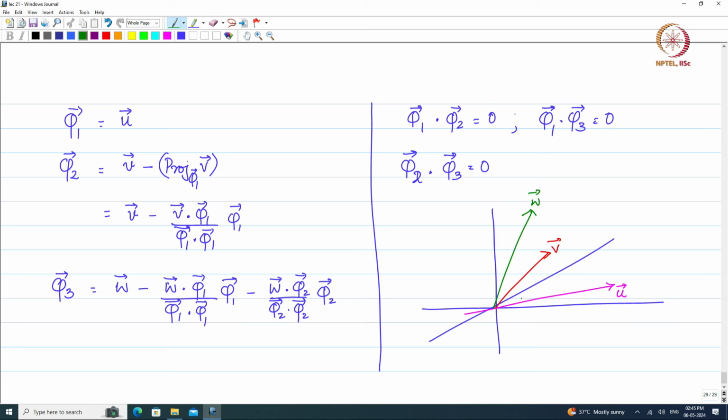Now, what did we do? We first projected v onto u and subtracted the projection, that means this is the component that we get. So, we see that this v perpendicular component and u are orthogonal to each other. Then I project w onto the phi 1 direction, and then onto the vector v perpendicular, and subtract those projections. We get this vector phi 3, which is going to be orthogonal to the other vectors. Is that clear? This process is typically repeated, and this is what we call the Gram-Schmidt orthogonalization process.